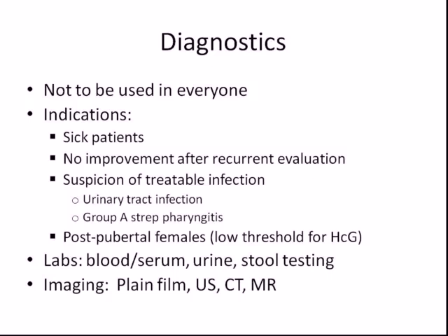Additionally, if your suspicion is high for a treatable infection, like group A strep pharyngitis or urinary tract infection, then it's reasonable to test for those things and treat accordingly. And in postpubertal females, you want to have a low threshold for acquiring pregnancy testing. Labs include blood and serum, urine and stool tests, and then finally imaging tests including plain film, ultrasound, and cross-sectional imaging like CAT scan and MRI.